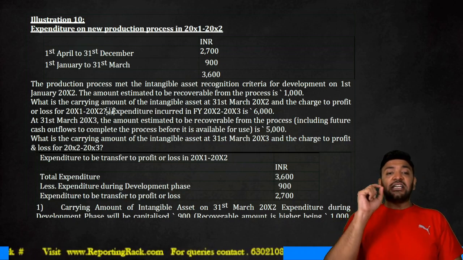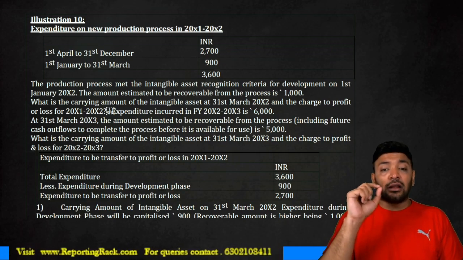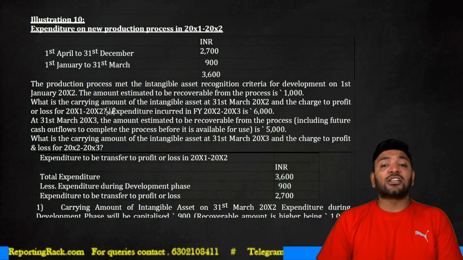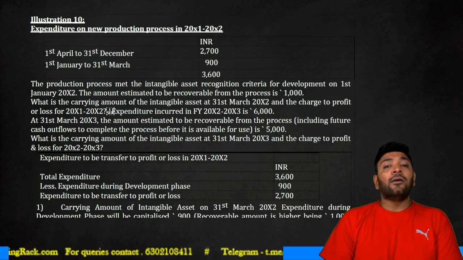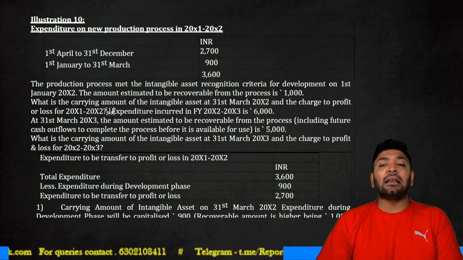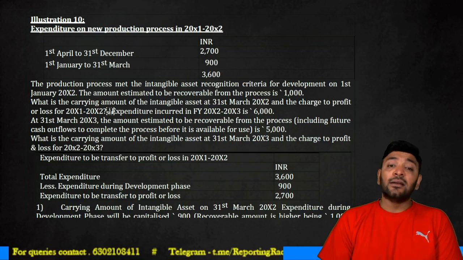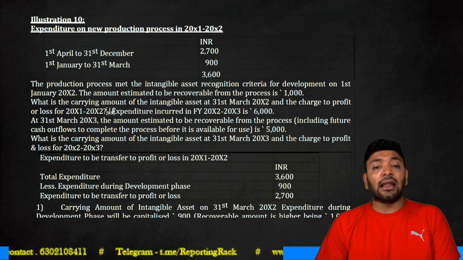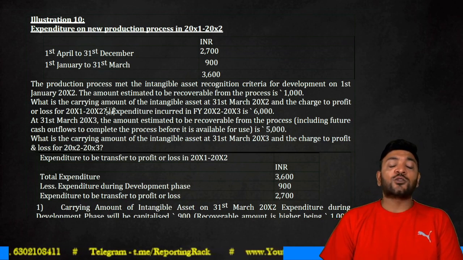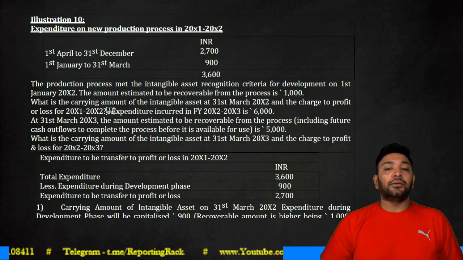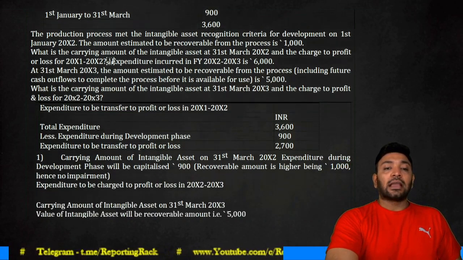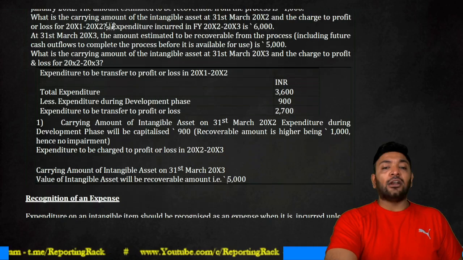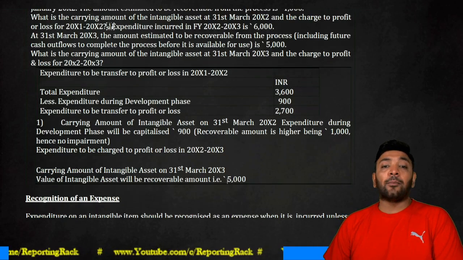But on the balance sheet date, the recoverable value from this asset is only 5,000. Therefore, the amount to be charged to P&L is 1,900. That is the difference between the carrying value and recoverable amount. As per IND AS 36, this 1,900 will be charged as impairment loss. What is the carrying value of the asset at the end of 31st March 2023? It is 5,000 rupees only. Carrying value at the end of 2023 will be 5,000 rupees.